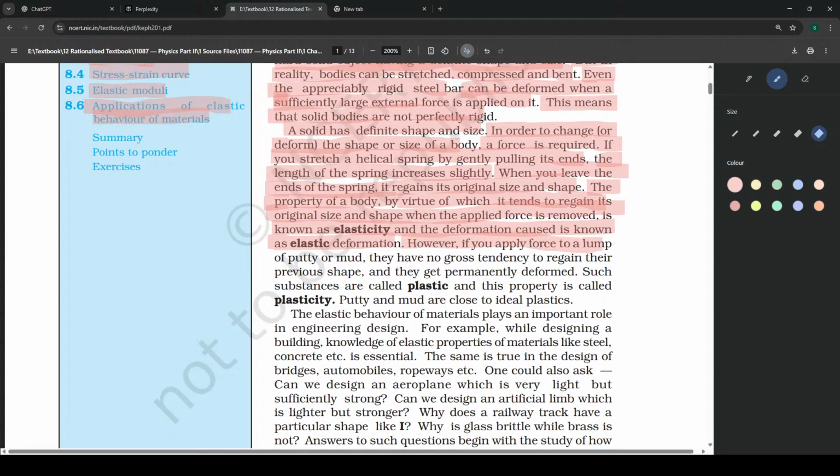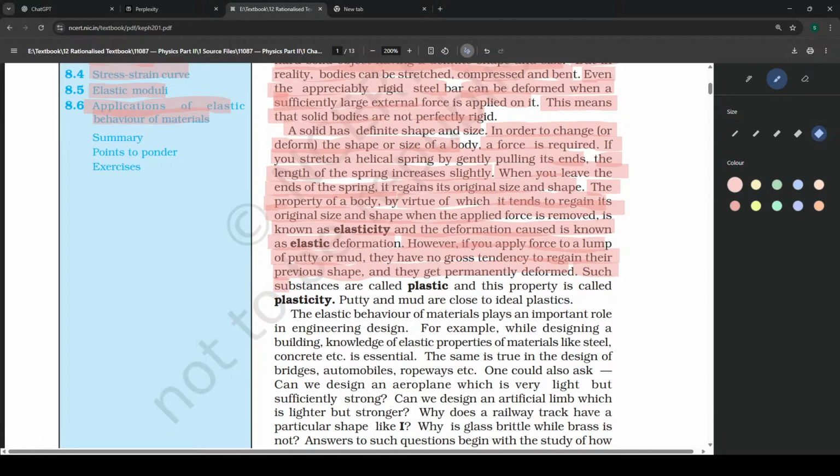However, if you apply force to a lump of putty or mud, they have no gross tendency to regain their previous shape. They get permanently deformed. Not all objects have the property of elasticity. For example, if you take mud or sand and apply force to it, it will get deformed, but there is no reformation. It won't come back to its original shape. That is why it is a non-elastic material.